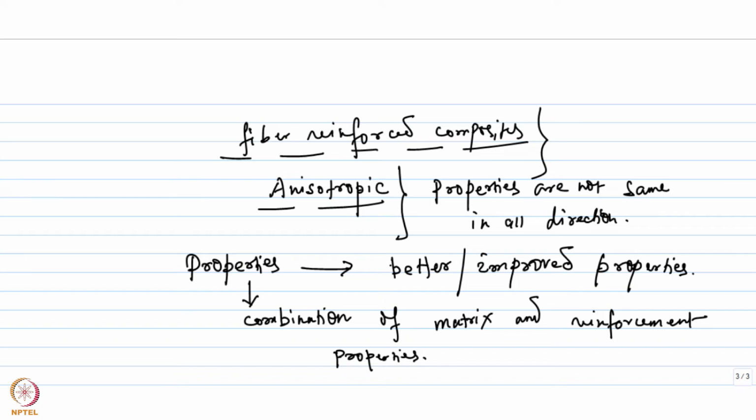And this could be defined in a simple form or a rule which is known as the rule of mixture, which basically gives you the properties as the weighted average of the properties of the constituents. So if you have two phases in a material, the properties will be a combination of these two phases as the weighted average depending on the fraction of each of the phases.